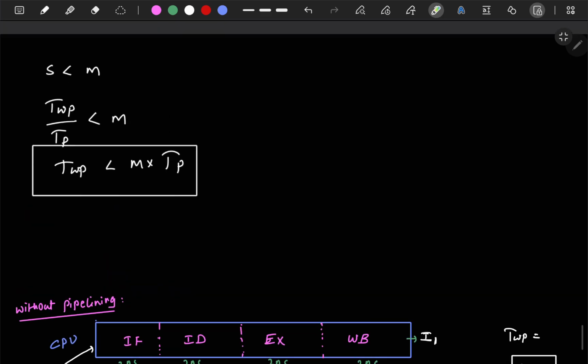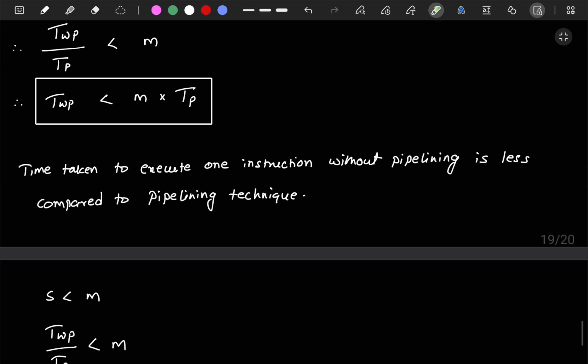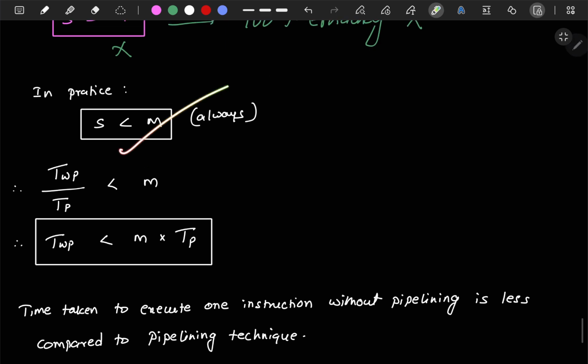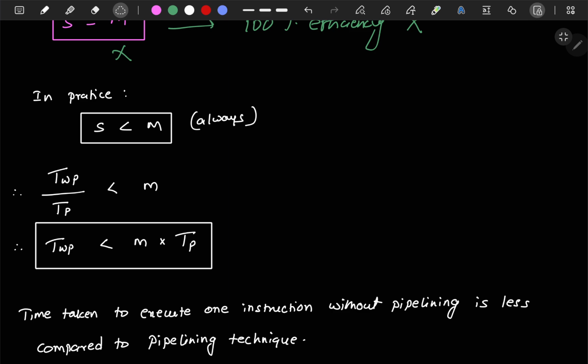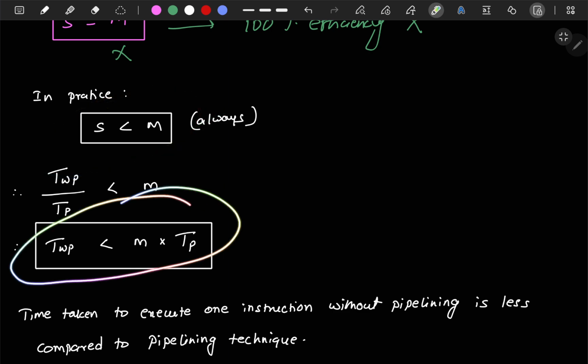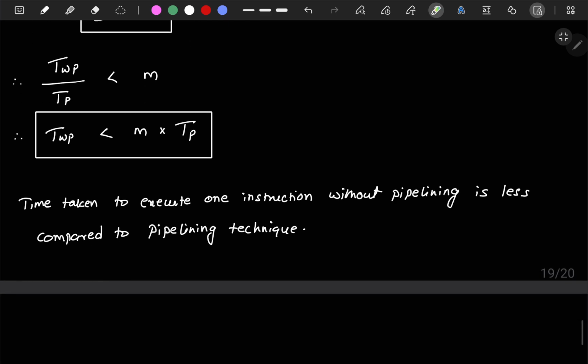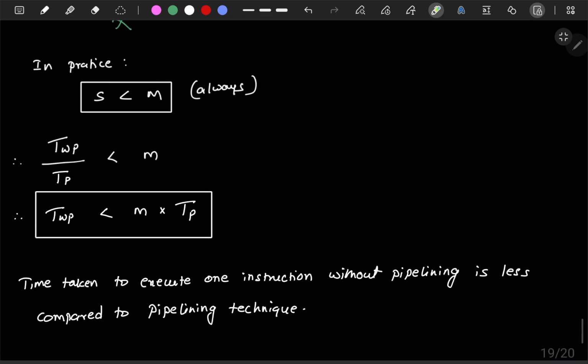We will understand that part, but I hope you understood why the speedup is less than the number of phases. Speedup is less than the number of stages. All this we understood. Because of this reason only, speedup will always be less than m. This is the exact thing. I hope you understood.